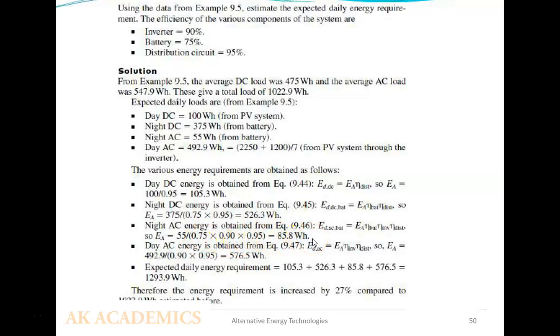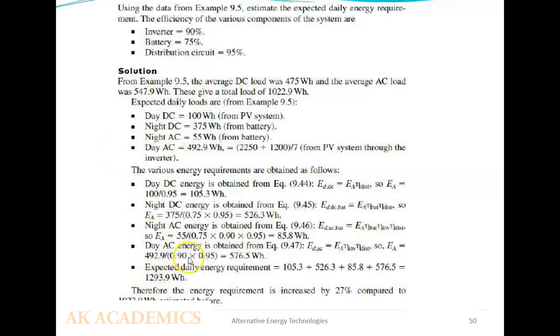And that gives us 85.8 watt hours. Then we do the same thing for the day AC. For the day AC, there are only two appliances, the oven and the iron. And we have calculated the day energy requirement. If it is the day AC, that means we're only focusing on the inverter and the distribution circuit. It is during the day, so we are getting our energy from the sun, not from the battery.